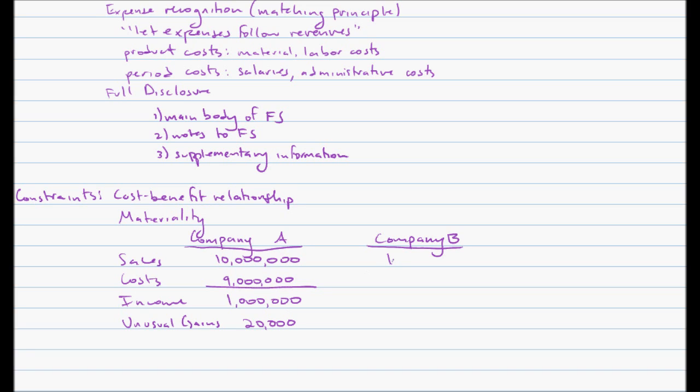The second company has $100,000 in sales, $90,000 in costs, which comes out to $10,000 of income, but it has $5,000 of unusual gains. So we can see that the profit margins for both companies are the same. They're 10%, but the unusual gains relative to the income is what's important here. This is much more material than this is. So for company B, the unusual gain is 50% of its income, whereas for company A, the unusual gain is a much lower percentage of its income. So the unusual gain is going to be more material for company B than it is for company A.